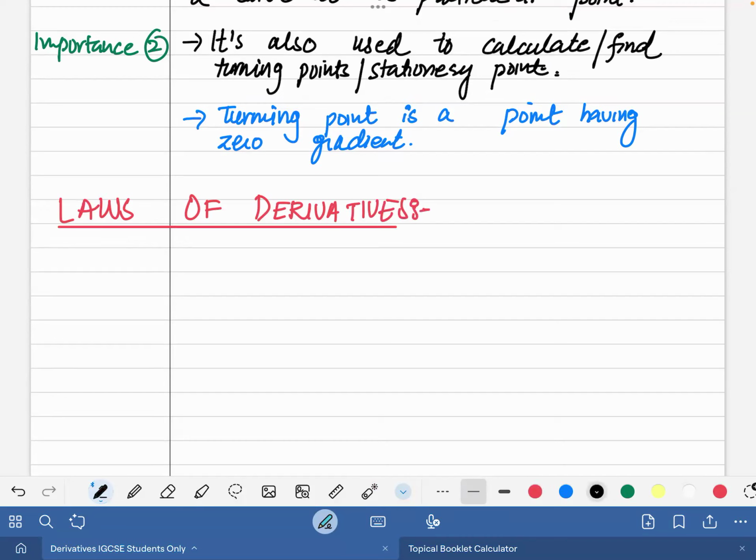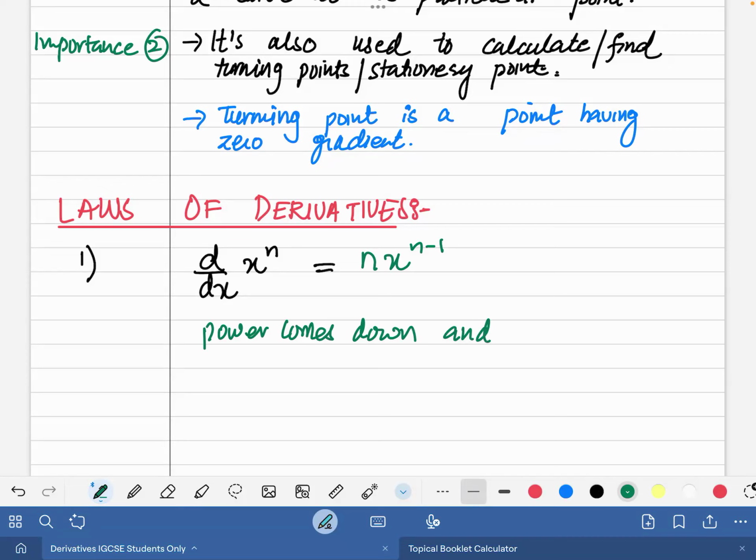Laws of derivative. Number 1, they say that d by dx of x power n would be equal to n x^(n-1). So इसका मतलब क्या है? Power comes down and subtract 1 from power.